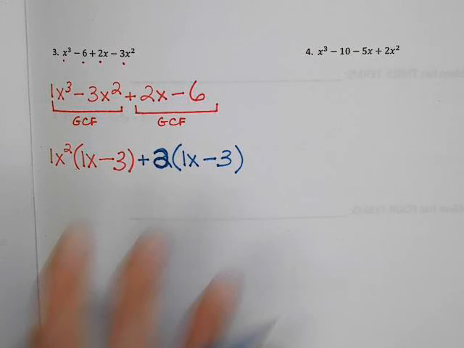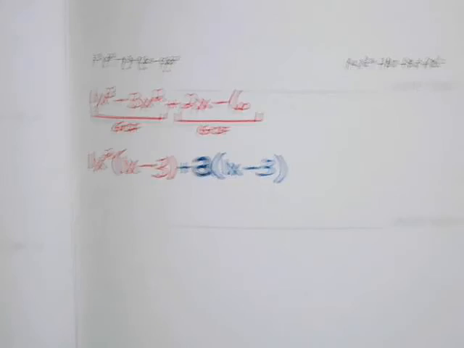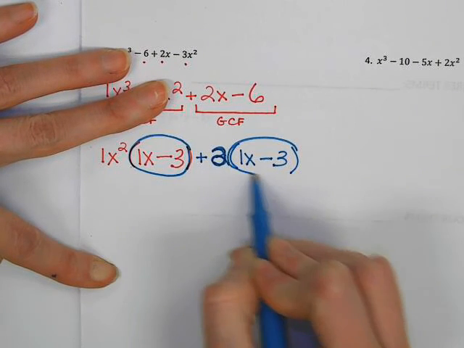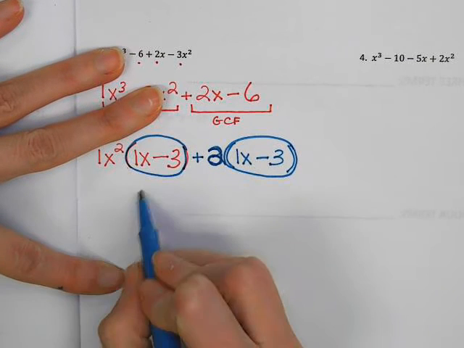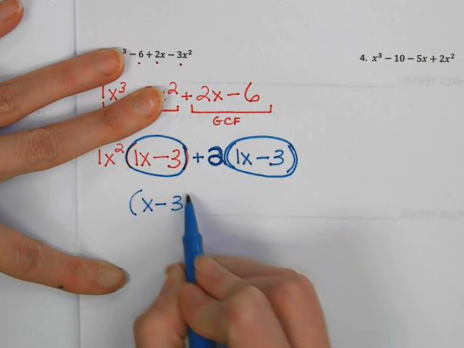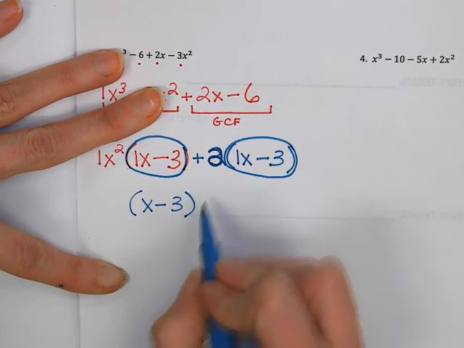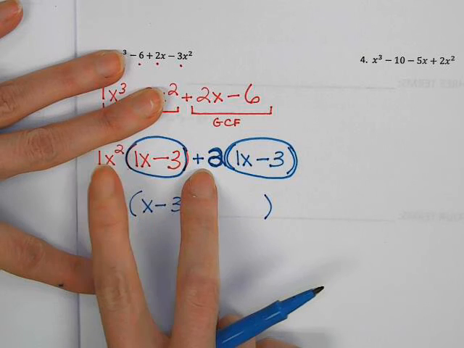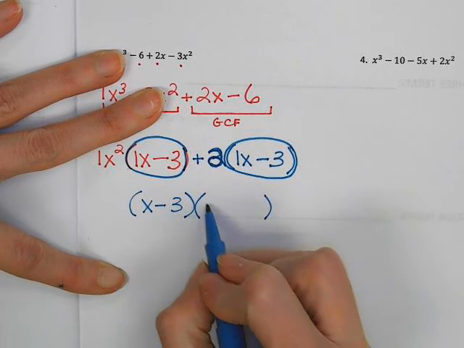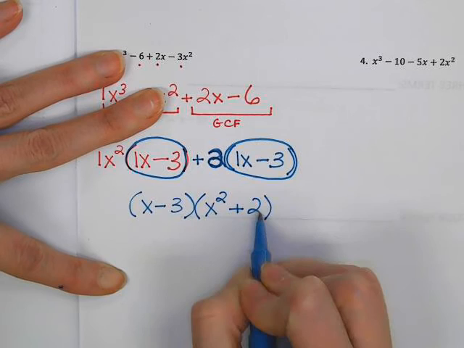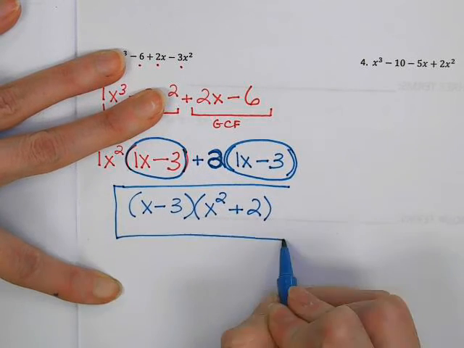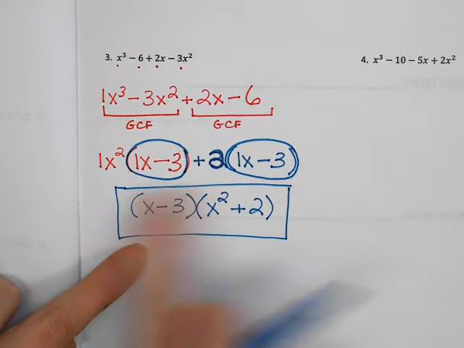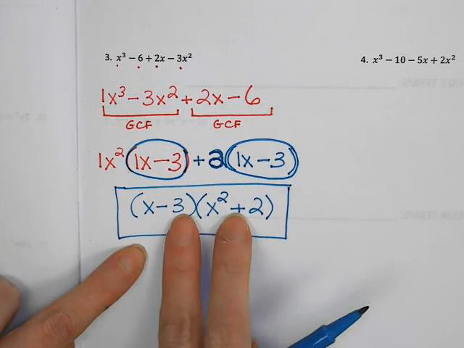Now look back to what we did up here. Don't you have something in common? See how they both have a parenthesis of x minus 3. So we can divide out the x minus 3, and what's left over in the other parenthesis is all this other stuff: 1x squared plus 2. That is how you factor by grouping. And if you were to double distribute, you would get back to where you started.